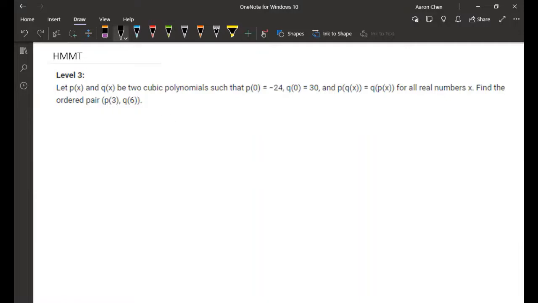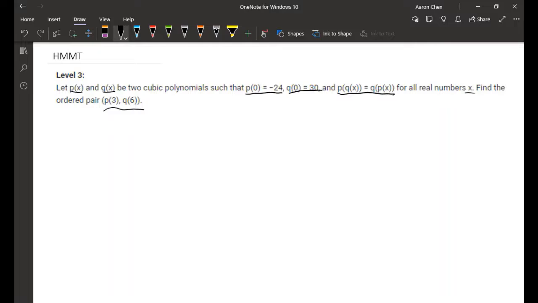So level 3. Let P of x and Q of x be two cubic polynomials such that P of 0 is equal to negative 24, Q of 0 is equal to 30, and P of Q of x equals Q of P of x for all real numbers x. And so you want to find the ordered pair P of 3 and Q of 6.